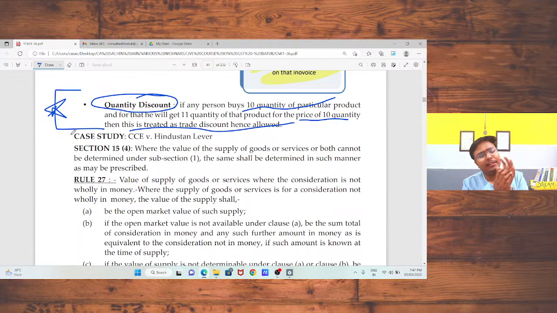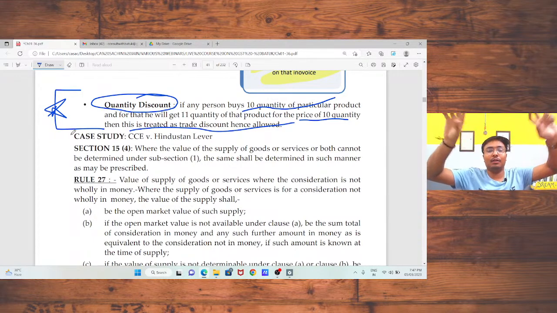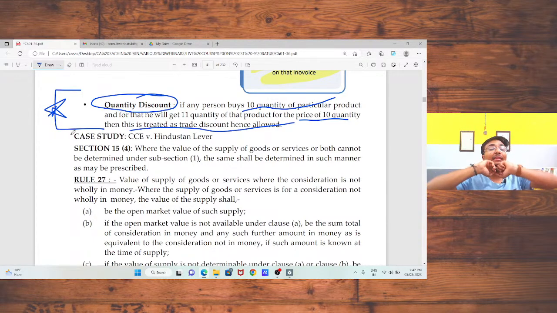Yes, your credit note is related to your main supply only. If I had supplied a product of 20,000 rupees, and in future I am going to issue a credit note for 5,000 rupees, then I need to first link that credit note with my main supply, that is the supply of 20,000 rupees. So the linkage is required.